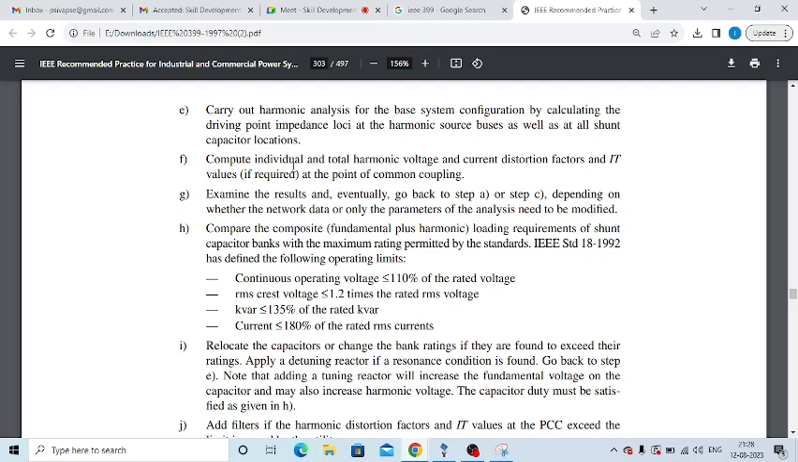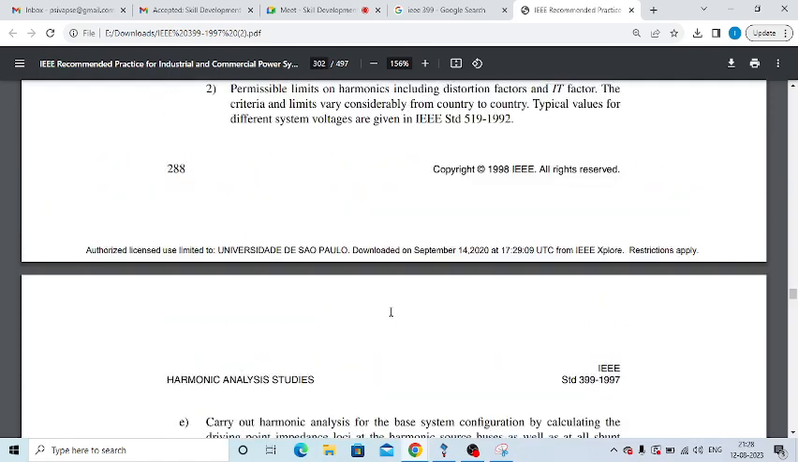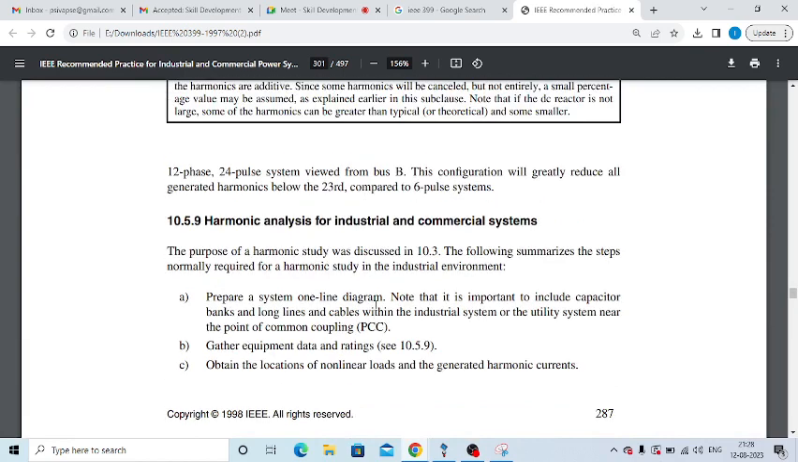After running the harmonic analysis, we have to calculate the total harmonic distortion and individual harmonic distortion, and check whether it is within the limit or not. The calculated value we need to check against the value provided by the utility, whether it is acceptable or not. If acceptable, then it is fine. If it is not acceptable, then again we have to come to this location from the single line diagram.